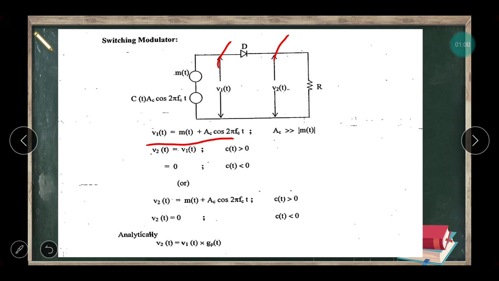It is clear. Now the amplitude of the carrier is very much greater than the message signal amplitude. So the diode will be on when v1 is positive, and the diode will be off when v1 is negative. v1 is positive when the message plus carrier is positive. Since the message amplitude is very small compared to the carrier, v1 will be positive when the carrier c(t) is positive. So v2 will be equal to v1, meaning the diode is on when c(t) is positive, and when c(t) is negative the diode is off and the v2 voltage will be 0.